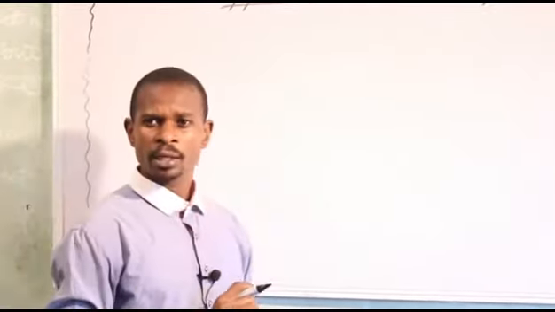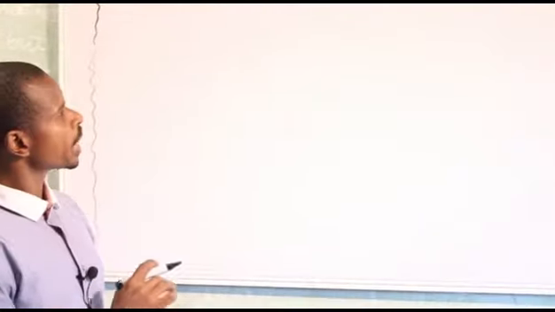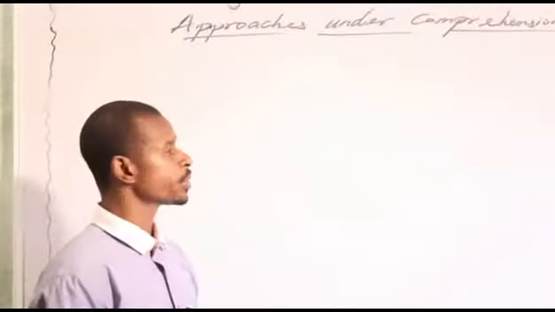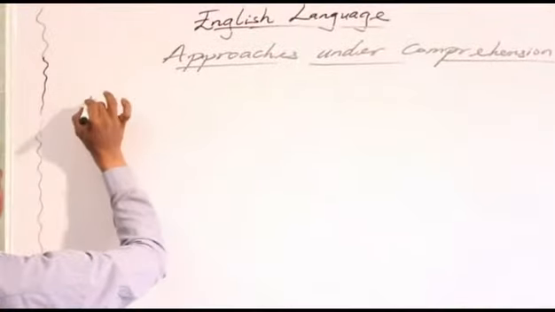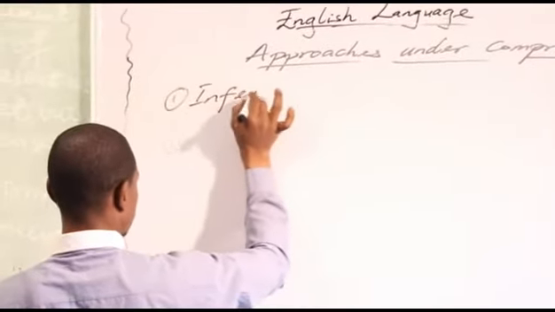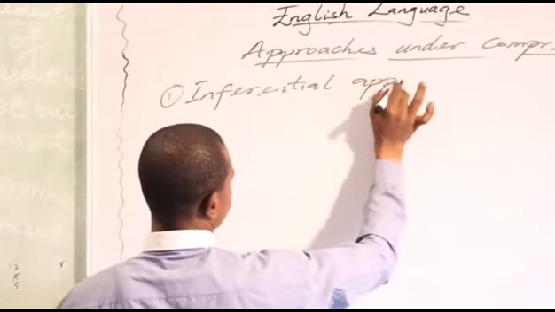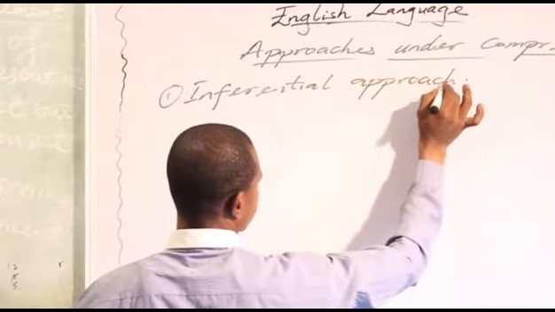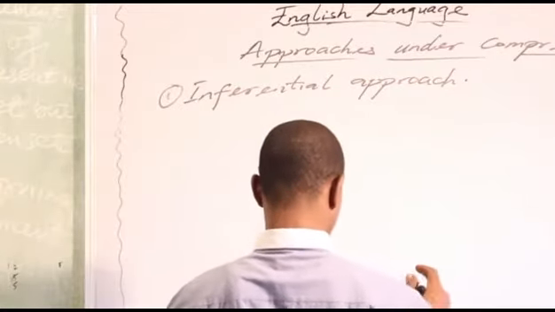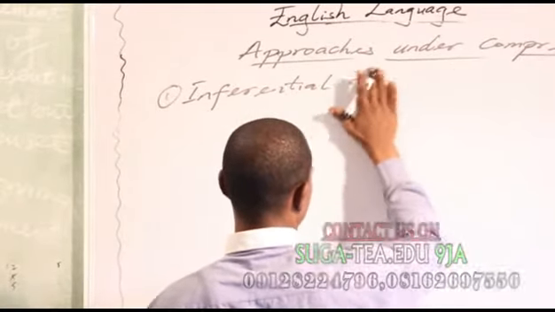And there's a way we answer comprehension questions. We want to look at the approaches under comprehension. What are the approaches? Number one, there's something we call the inferential approach. You can call it the inferential context question approach. Let us put it that way.